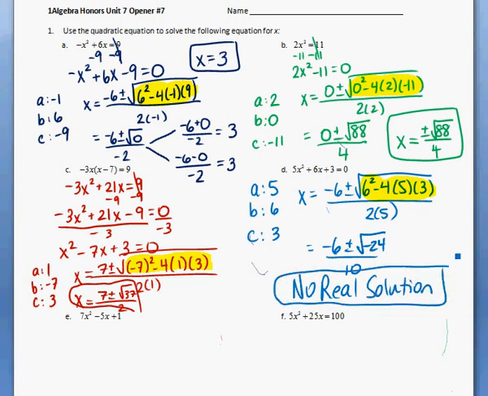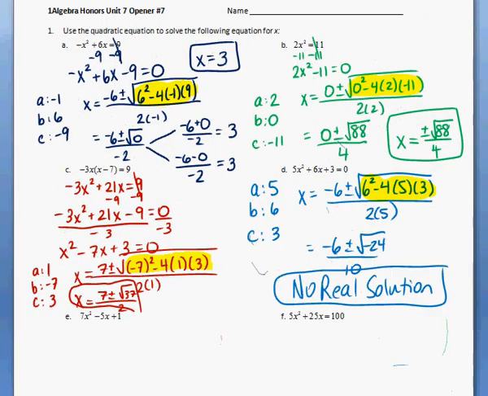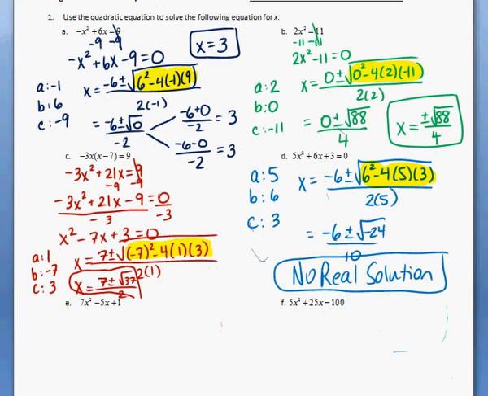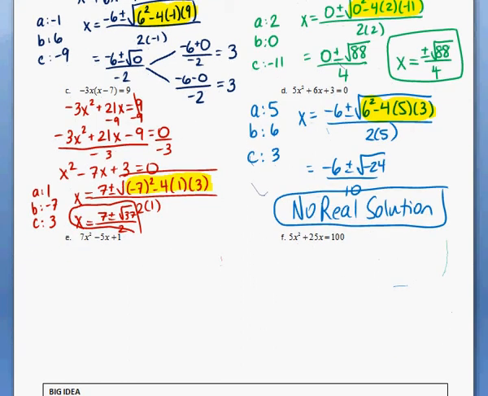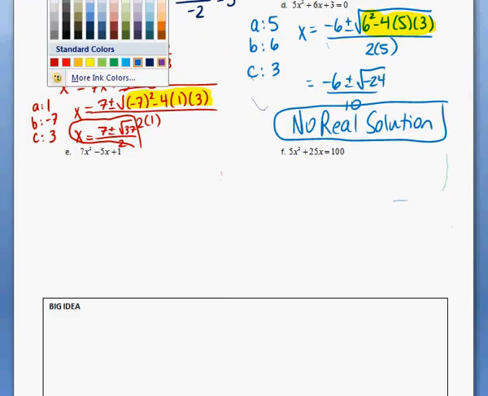If we compare and contrast the problems that we've solved so far, we see that the first problem that we solved had a 0 under the square root and there was only one solution. The next two problems had positive numbers under the square root and there were 2 real solutions. And then this fourth one that we just finished solving had a negative number under the square root and there was no real solution. We'll summarize that after we do one more problem. Let's work on E together, and then F I'll save for you to try on your own.